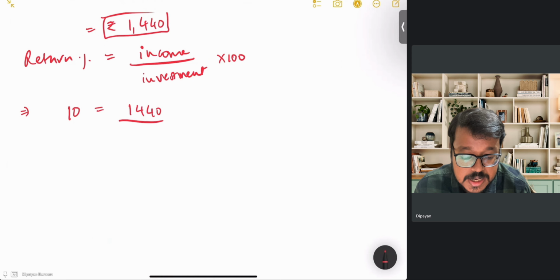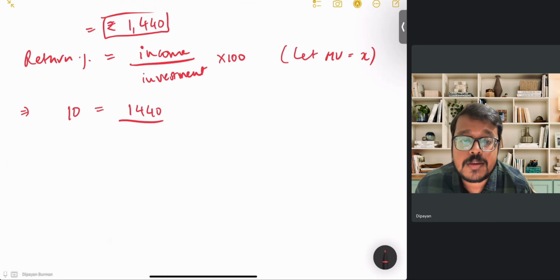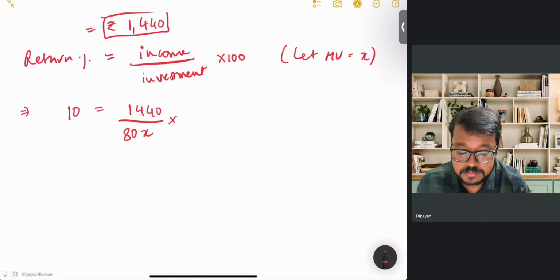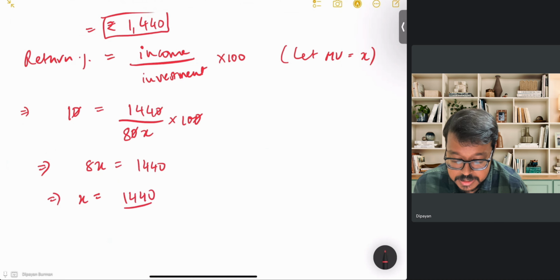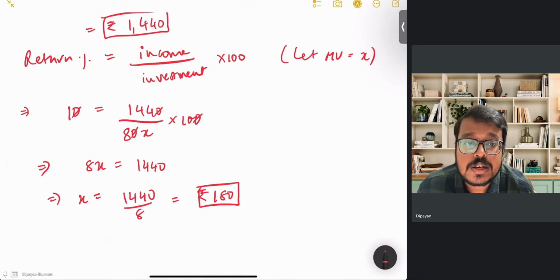Now let's assume that the market value for each share is X. So then the number of shares into market value, Mr. Sharma had 80 shares, 80 into market value will be 80x into 100. If we solve this equation, we will get X will be 1440 by 8, and if we calculate this, this is rupees 180. So 180 is the market value of each share.